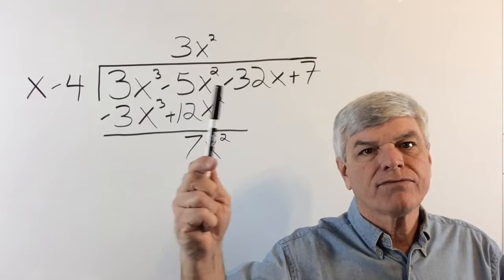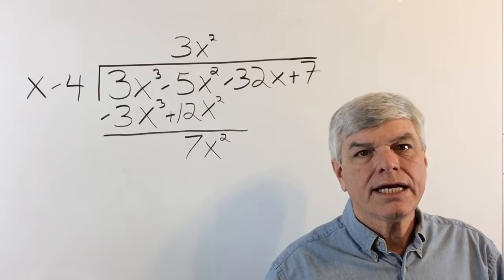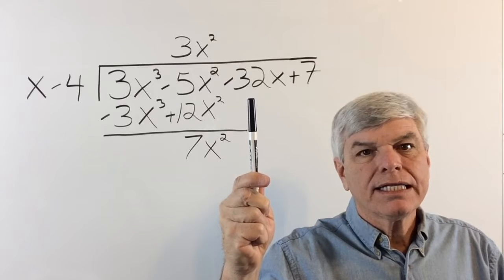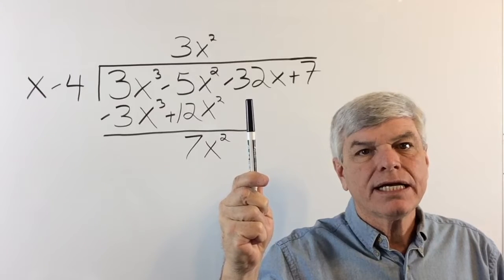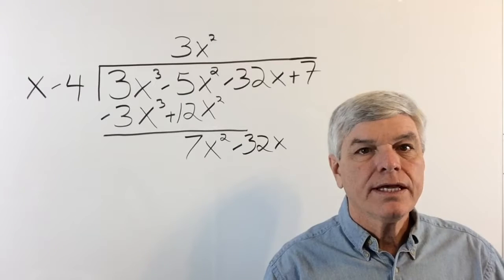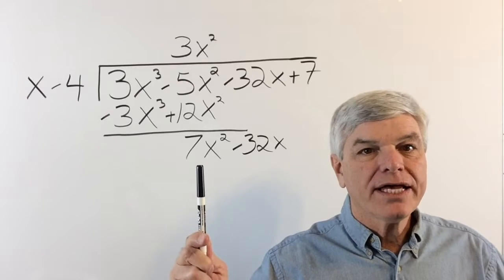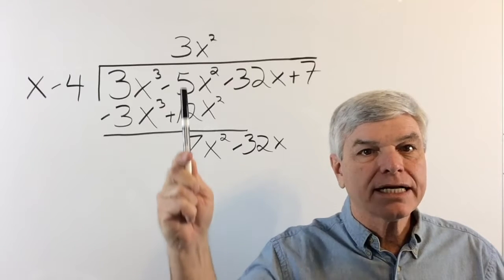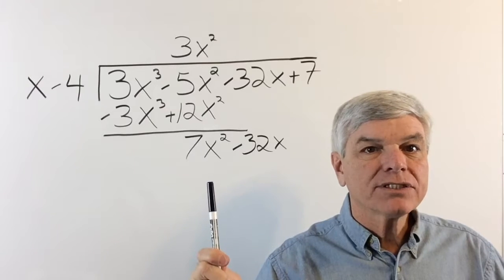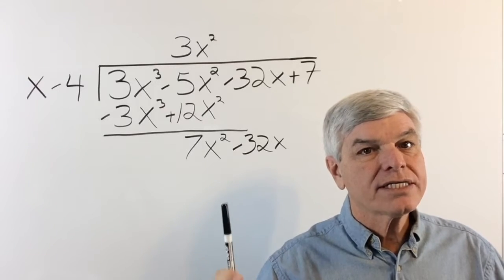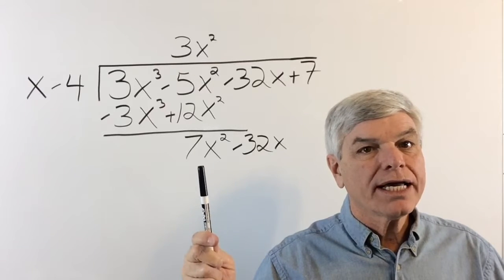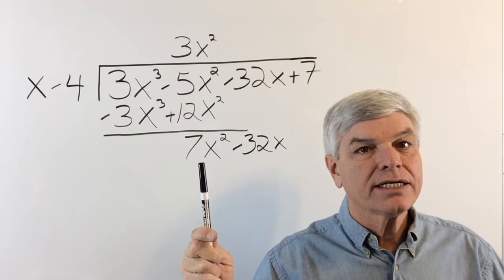Okay, so we were working with the first two numbers in the dividend, and now we only have one term. So we're going to pull down the next term in the dividend, and that would be -32x. There you go. And now this that was in the second column was the second term, and now it's the first term. So this is the term that we want to get rid of without regard to that. We want to get rid of 7x squared.